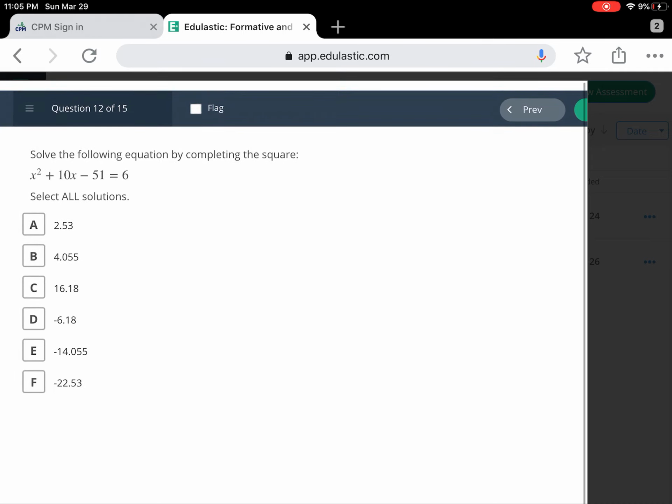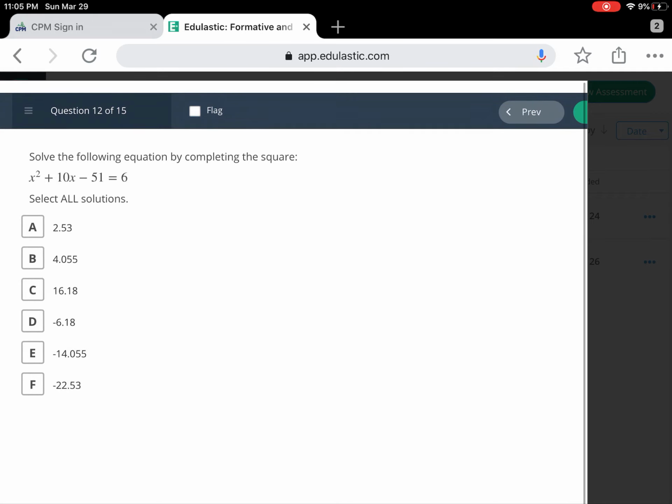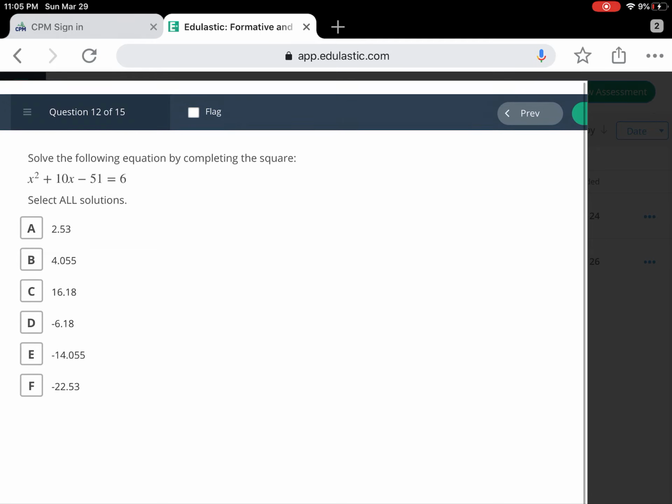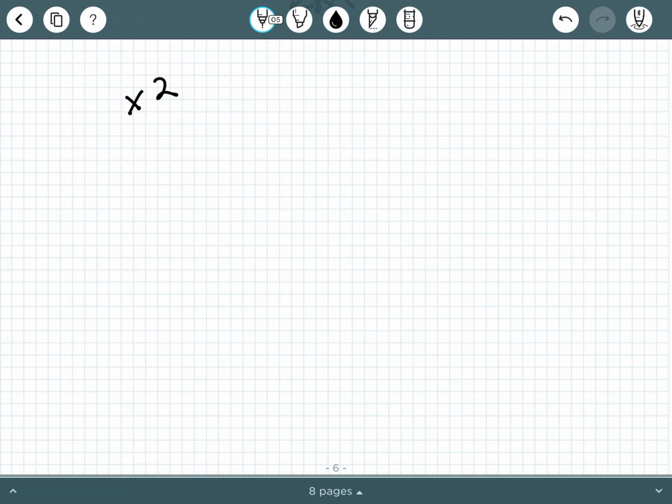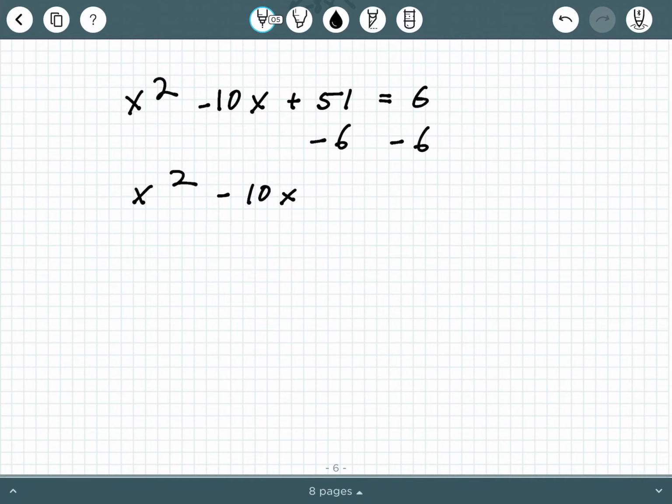All right, we're asked to solve an equation by completing the square. Let's actually do this one together. So x squared plus 10x minus 51 is equal to 6. So that's our equation. Just like before, let's get it equal to 0 first by subtracting 6. So x squared minus 10x, and then 51 minus 6 is 45. And that'll be equal to 0.